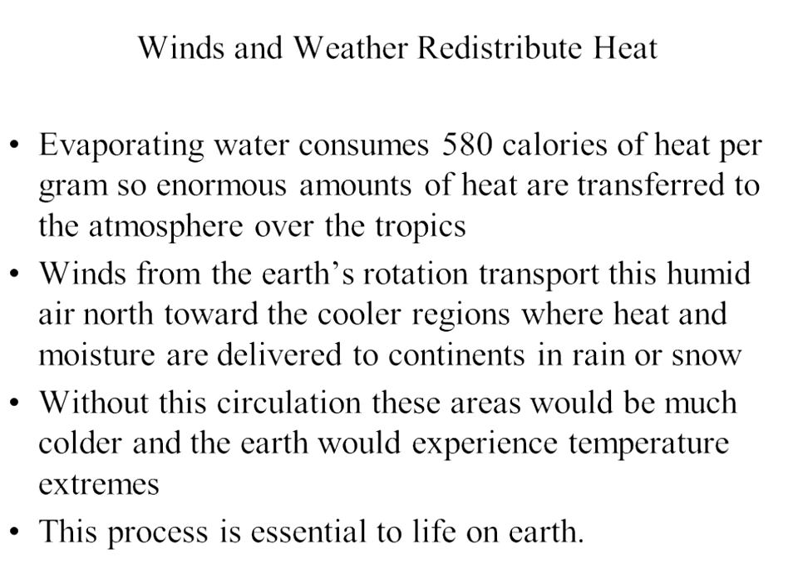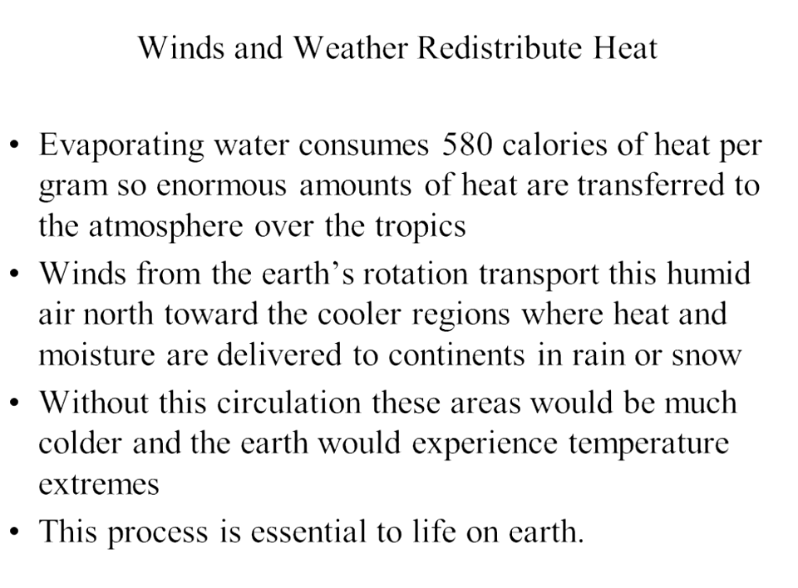So winds and weather redistribute heat. Evaporating water consumes about 580 calories of heat per gram. So enormous amounts of heat are transferred to the atmosphere over the tropics, because the tropics get the most intense insolation from the sun. Winds from the Earth's rotation transport this humid air north towards the cooler regions, where heat and moisture are delivered to continents in rain or snow. Without this circulation, these areas would be much colder and the Earth would experience much greater temperature extremes.